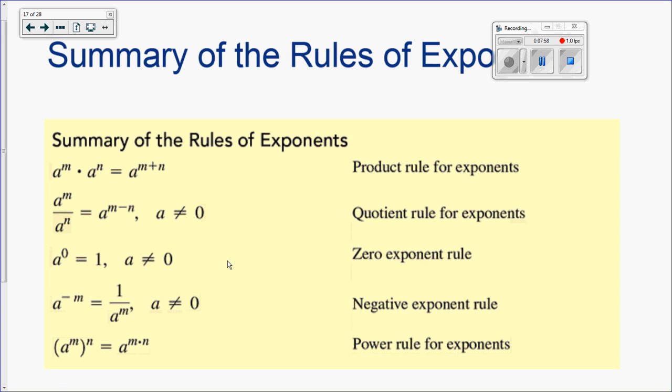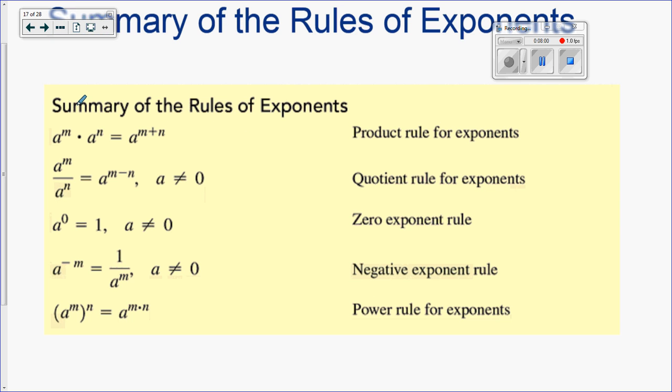Okay, so that's all the rules written right there. When you multiply, you add. When you divide, you subtract. Anything to the 0 is 1. Negative exponent makes it 1 over. And when you have a power to a power, you multiply.